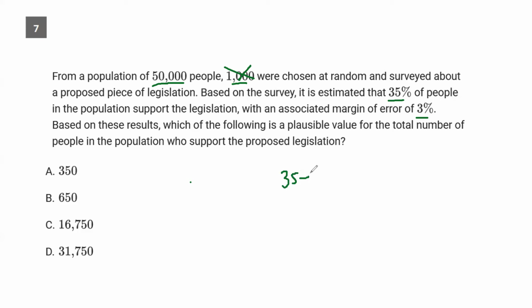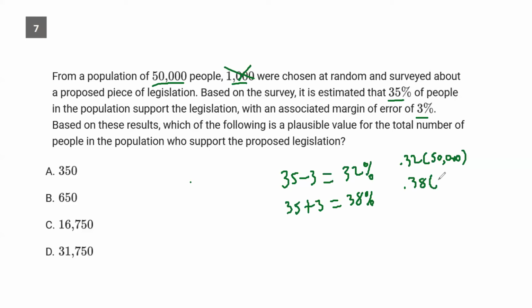And this is where people get confused. Do they mean the range is a total of 3%, or is it 35 plus or minus? And when they say margin of error, it's plus or minus 3. So you're going to do 35 minus 3, 35 plus 3. So the range is between 32% and 38%. So you're going to do 0.32 times the total population of 50,000. And then you're going to do 0.38 times the total population of 50,000.